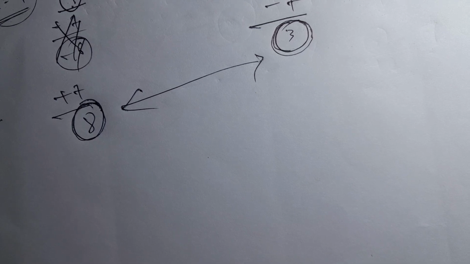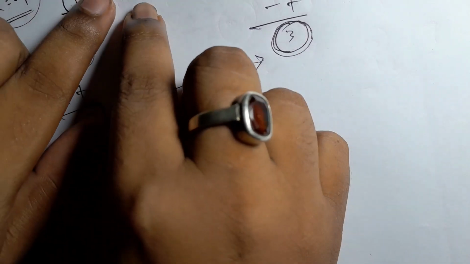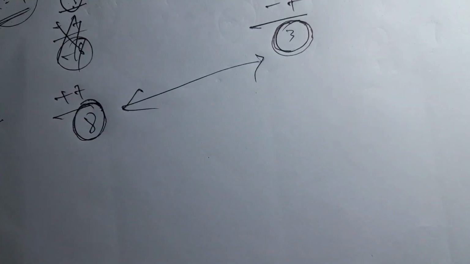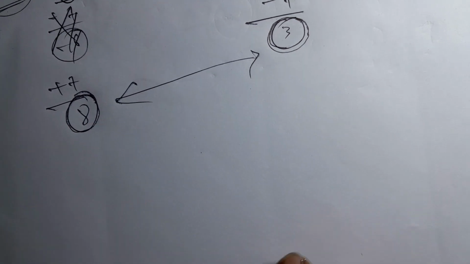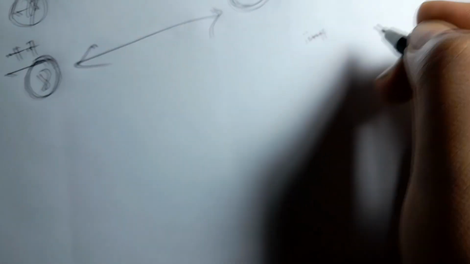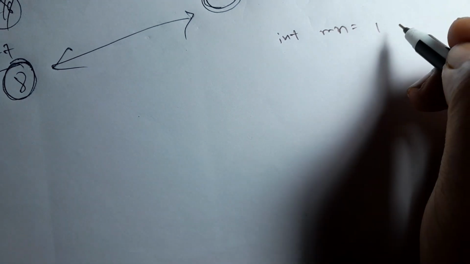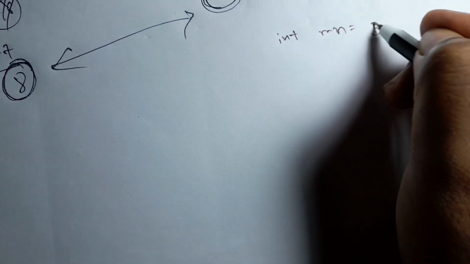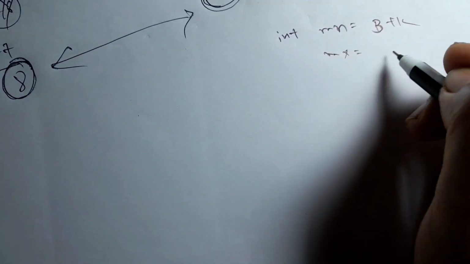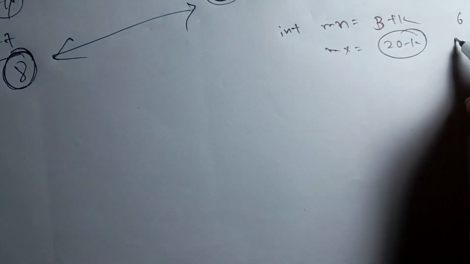And how can we check it? By simply using max and min with the smallest element. Now I will dive into the program. We can declare int min, which is the minimum element, 3 plus k, and max equals 20 minus k, which is 6 and 17.